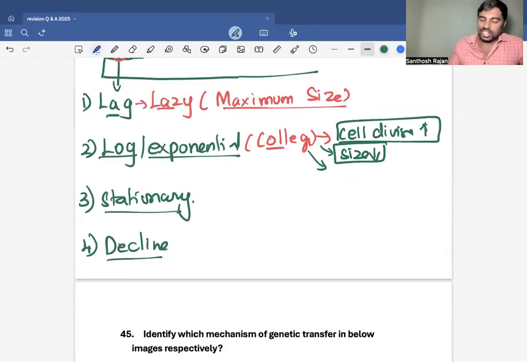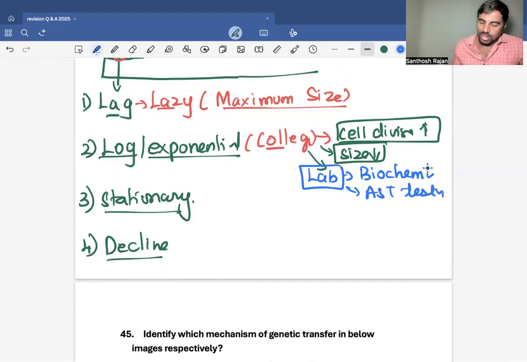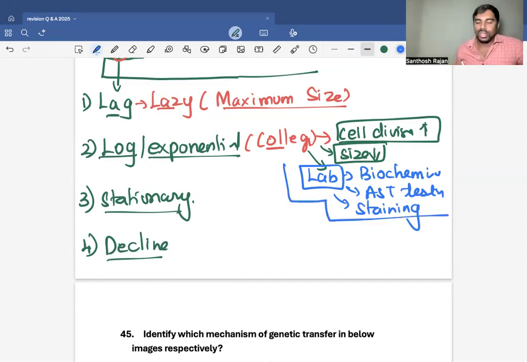Now you have to be active. You're in college. What do you do in the microbiology lab? You will be putting biochemical tests, AST, antibiotic sensitivity testing, biochemical tests, even staining. Which phase is better? Log or exponential phase is the better one. Remember like that. In college you do a lot of exercise, so your size decreases and the cell multiplies more, and then biochemical tests, AST testing, staining, you do all these things in the college lab.